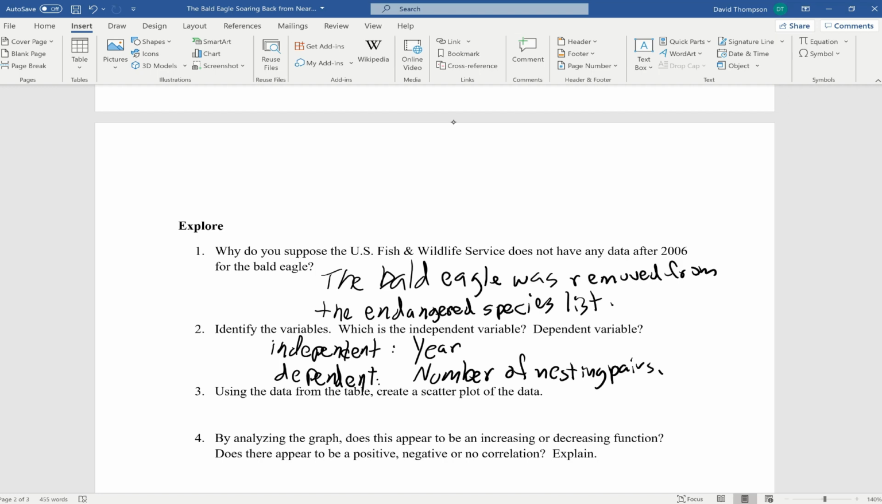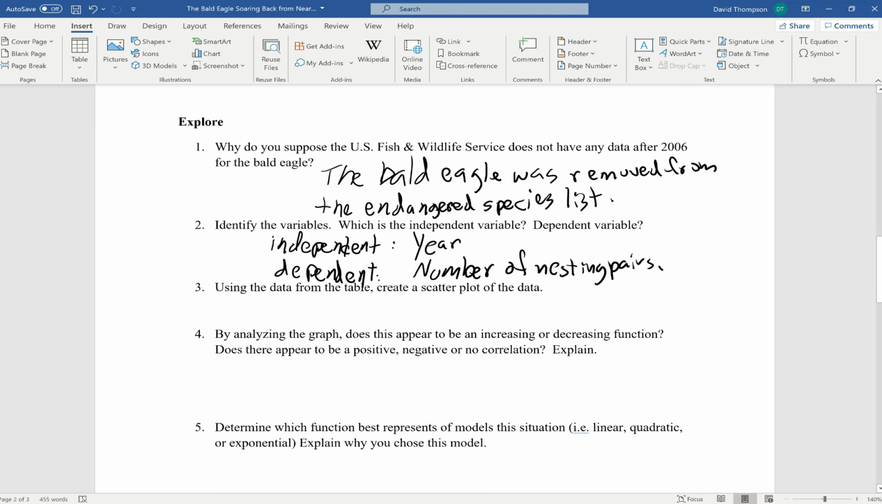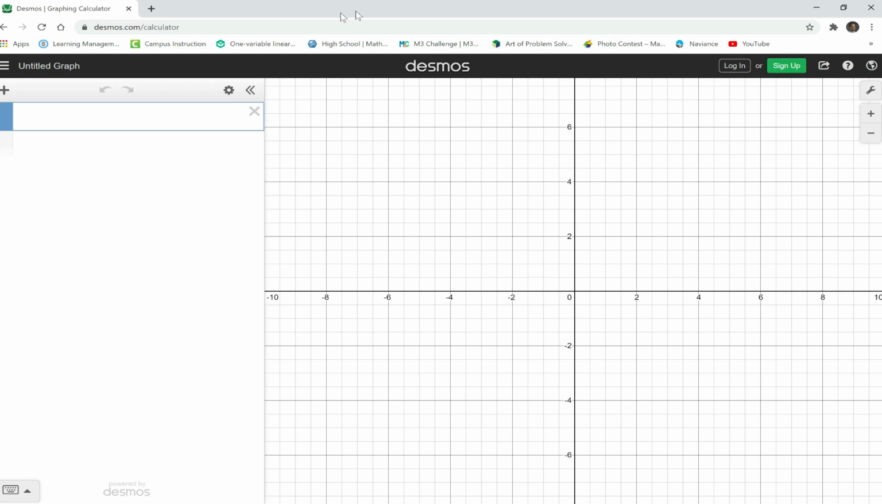Okay, questions 3 through 5. We are going to use Desmos to create a scatter plot and to figure out whether the graphs are increasing or decreasing, whether it's positive or negative, and what the correlation is, and what function best models this data. So first, let's get our scatter plot. We're on desmos.com right now, and we're going to add an item. We're going to add a table.